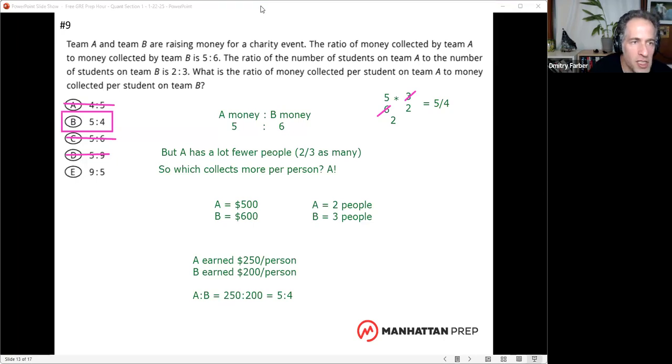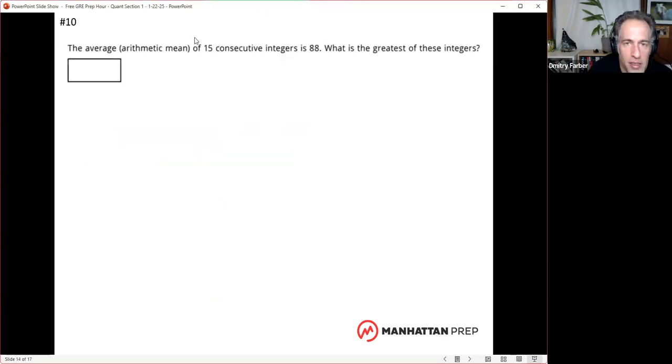Number 10, for this one, you'll have to chat in your answer since we can't pull this. Again, though, you want an answer bigger than 88 because if the average is 88, the greatest is going to be more than that, unless they're all 88. But they've said they're consecutive. So chat in your answer if you have them.